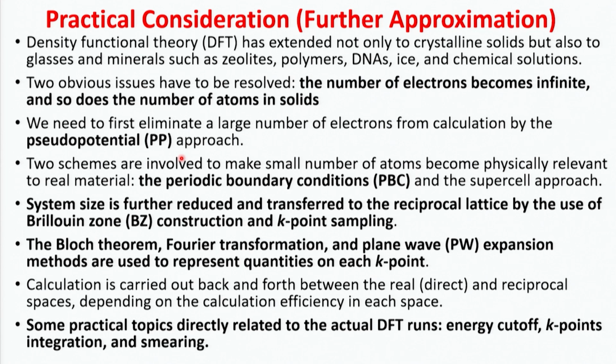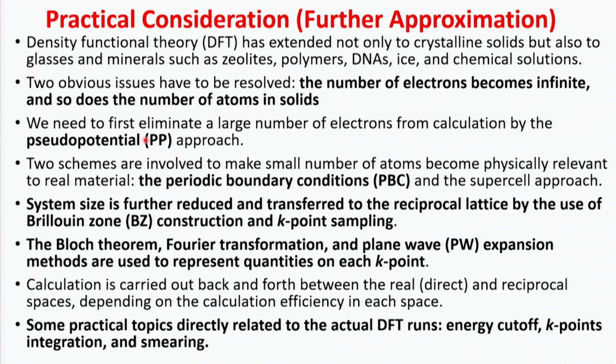first eliminate the large number of electrons from the calculation by using pseudo potential. Pseudo potential means essentially we eliminate the effect of the core electrons, because most of the reactivity or structure-determining electrons are the valence electrons. So we consider only the valence electrons, but we approximate the core electrons with a very simple function.